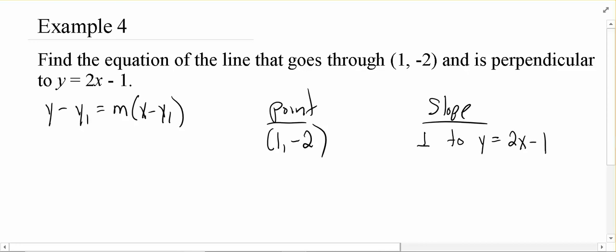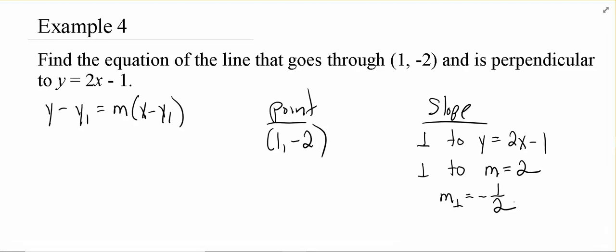Well, what is the slope of 2x minus 1? Well, the beautiful thing there is that that's already written in y equals mx plus b form. So we know that its slope is 2. Now if I want to be perpendicular to that, I'm going to take the negative and the reciprocal. So the slope of my line that's perpendicular to y equals 2x minus 1 is negative 1/2.